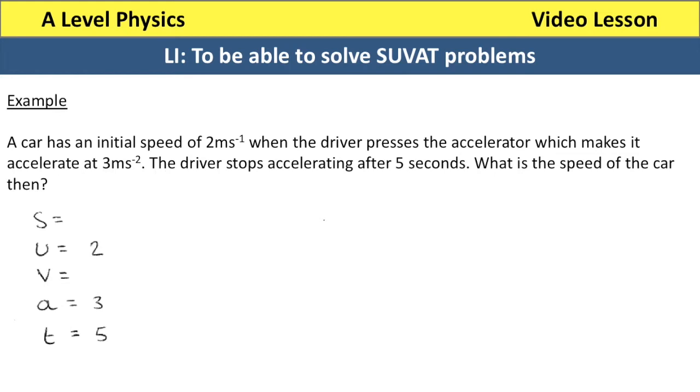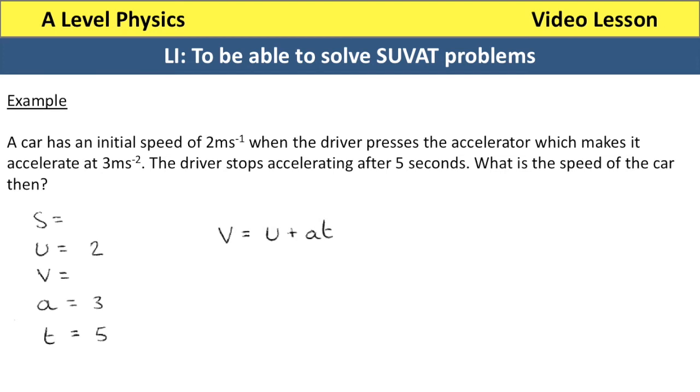Now we want to know the speed of the car after that 5 seconds, so that means that we want to work out v. Now if we look at the four equations that were on the previous slide, they are also on the formula sheet. We need an equation that has u, a and t in it, because that's the information that we know, and also v, because that's what we want to work out. And the equation that makes sense to use will be v is u plus at.